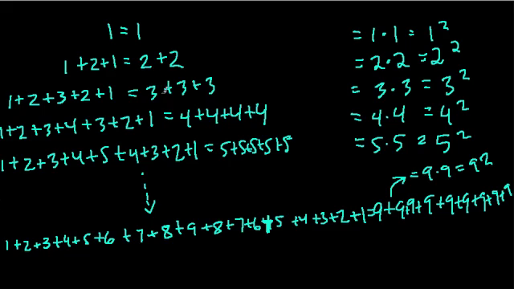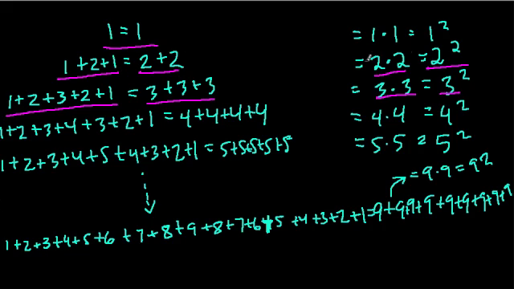So not only does this pattern look really cool, where 1 plus 2 plus 1 is the same as 2 plus 2, or 2 times 2, or 2 squared. Well, I'm sorry, I was talking too fast. 1 plus 2 plus 3 plus 2 plus 1 is the same thing as 3 threes, or 3 squared, right? This works all the way across.